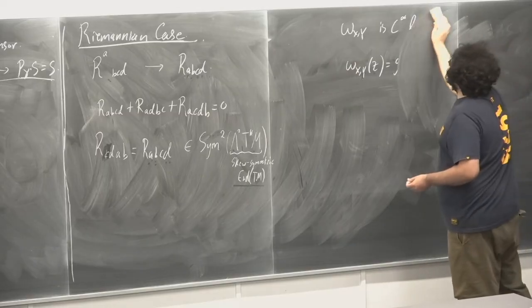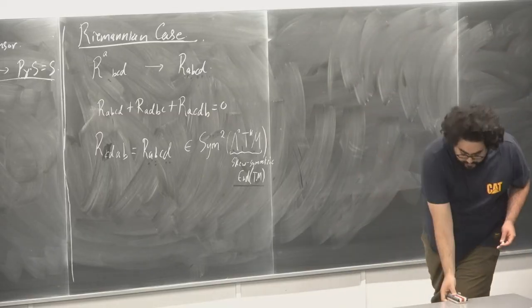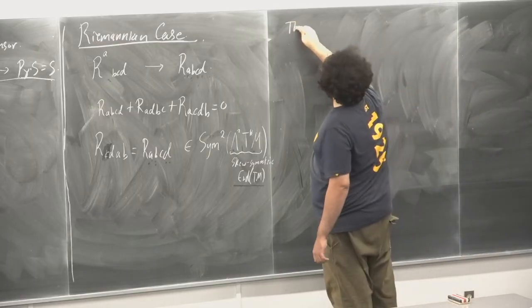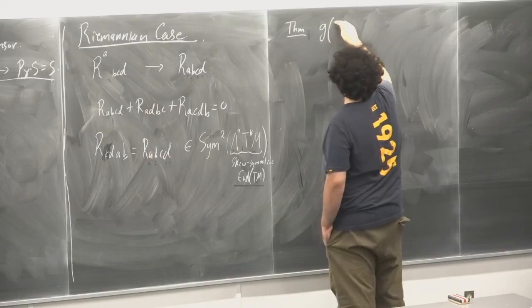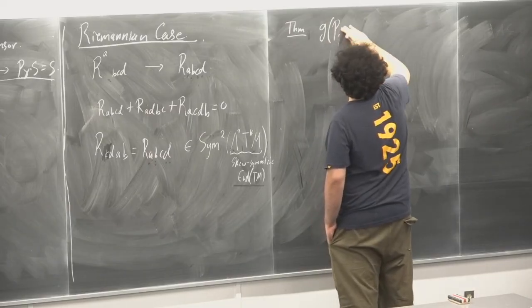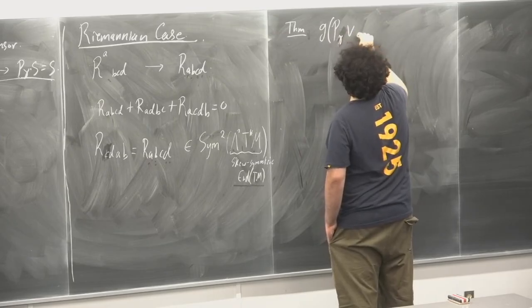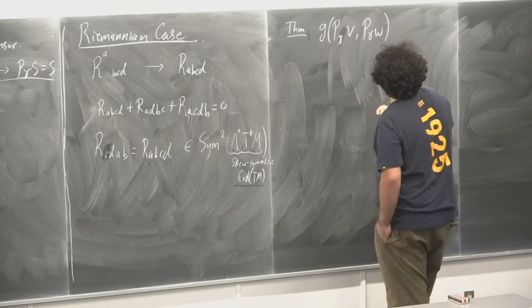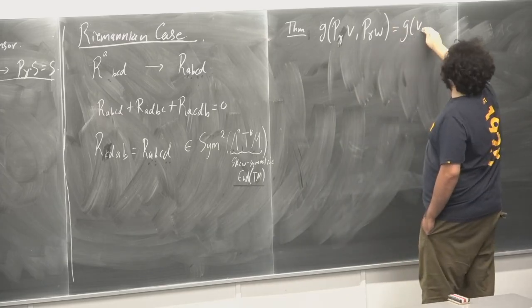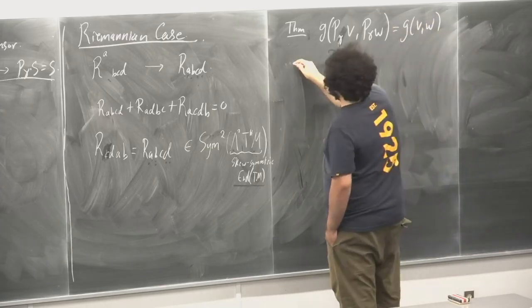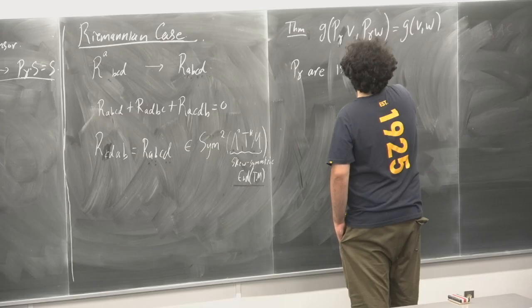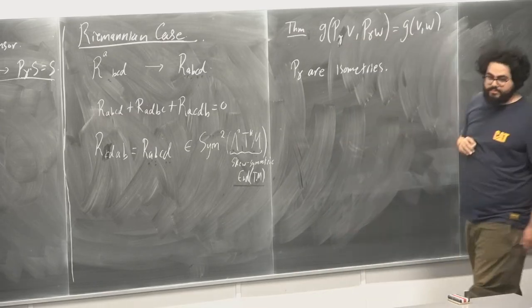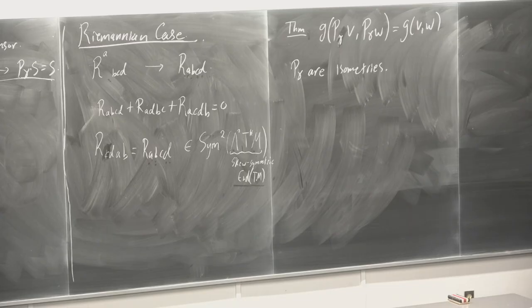So the theorem says that for Riemannian holonomy, g(P_gamma V, P_gamma W) is equal to g(V, W), okay? Which means that P_gamma are isometries. Okay, and this is specifically for Riemannian holonomy only. We get that the P_gammas are isometries.